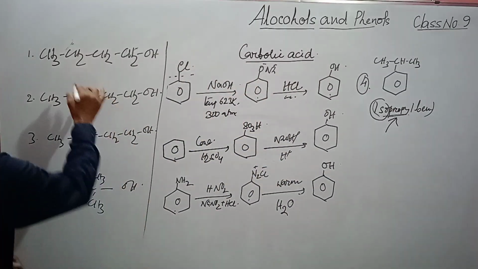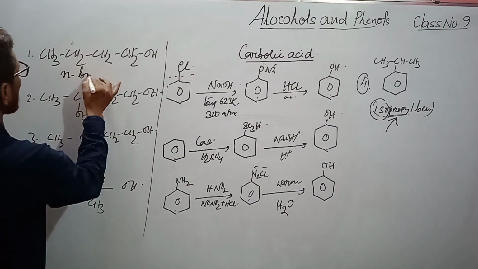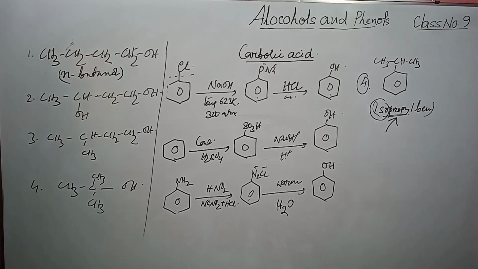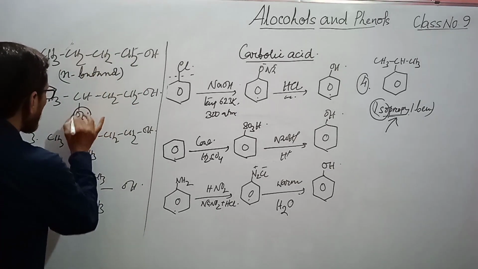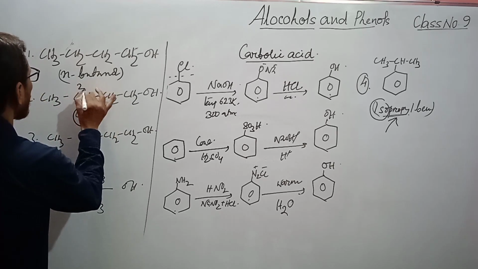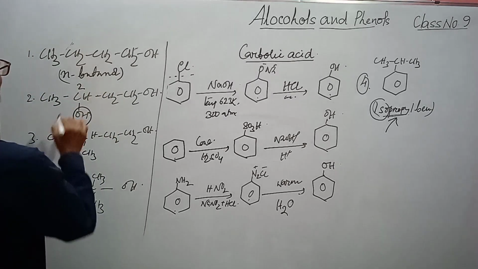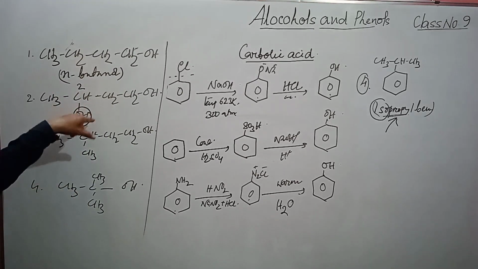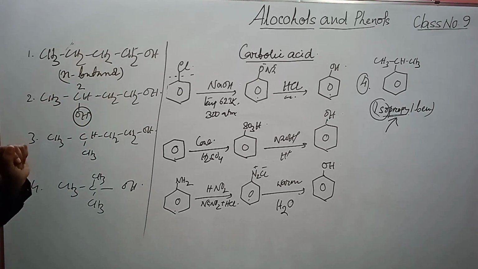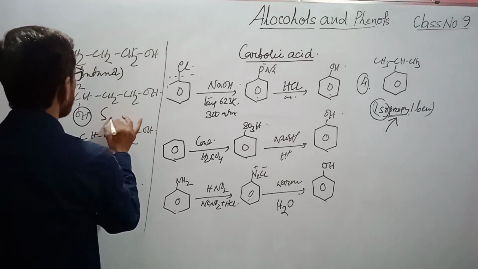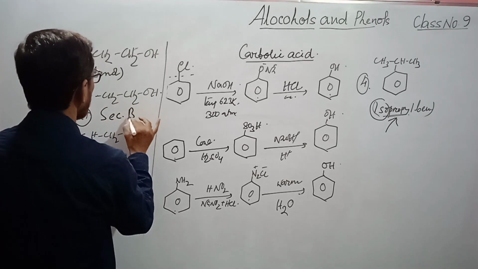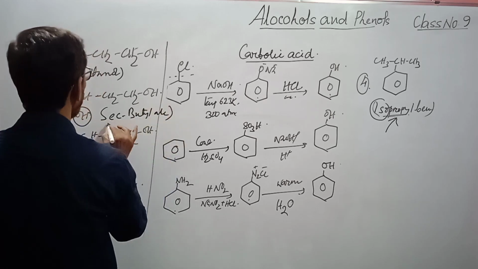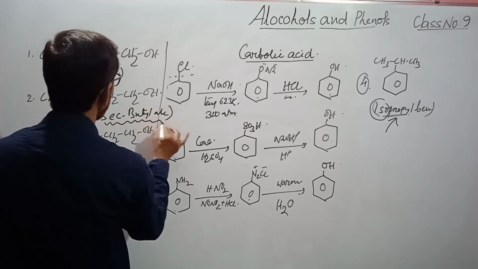Mind that this is n-butanol, simple. Now when the functional group is attached at the number 2 position, counting from this side 1, 2, the second position has the functional group attached, then it is called sec-butyl alcohol. Minutely follow this, sec-butyl.